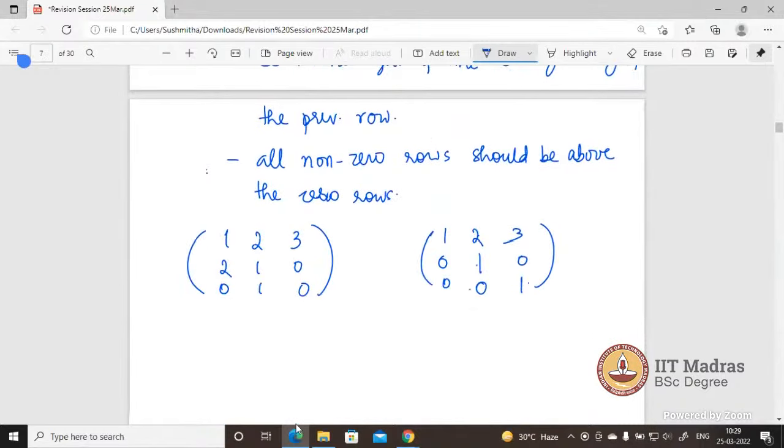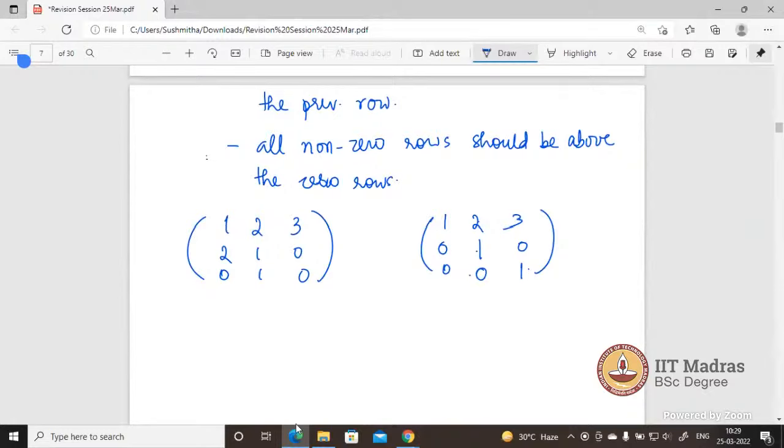Ma'am, but when I am interchanging my rows, it impacts my determinant. Will that create any impact on my end solution? No, see, it will definitely make an impact on the determinant. But when we are solving a system of linear equations, we are not dealing with determinants, right? Okay. Yes.